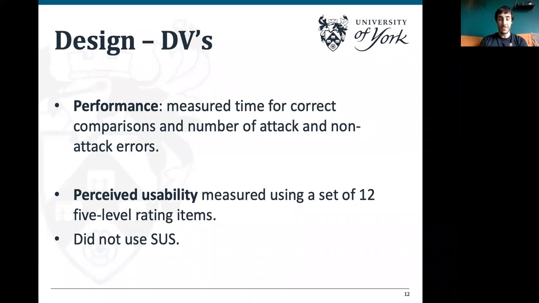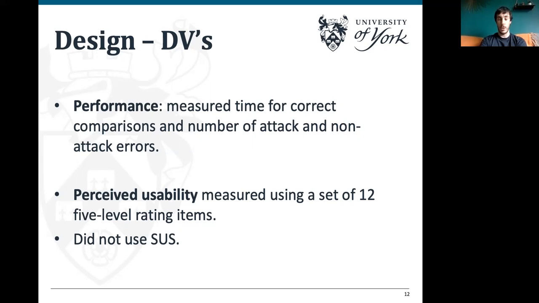Okay, so in terms of the dependent variables, we were interested in measuring the performance and perceived usability of the participants. So to measure performance, we measured the time for correct comparisons and the number of attack and non-attack errors made. So an attack error would be when the participant would accept a fingerprint that was non-matching, where some of the words were different, which would enable the adversary to implement a person-in-the-middle attack.